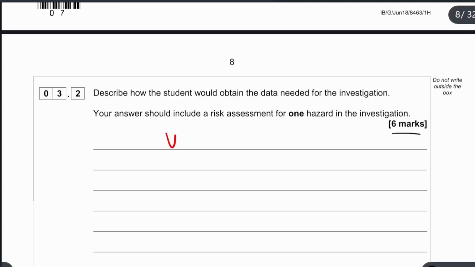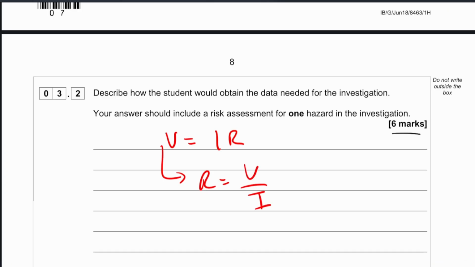So you might want to give the formula V equals IR, and if you rearrange that, R equals V over I. So you do the potential difference that you took off your voltmeter and your current that you took off your ammeter, and you can work out your resistance. And remember, you've taken repeat readings, so you can work out the average resistance for the wire at that length.